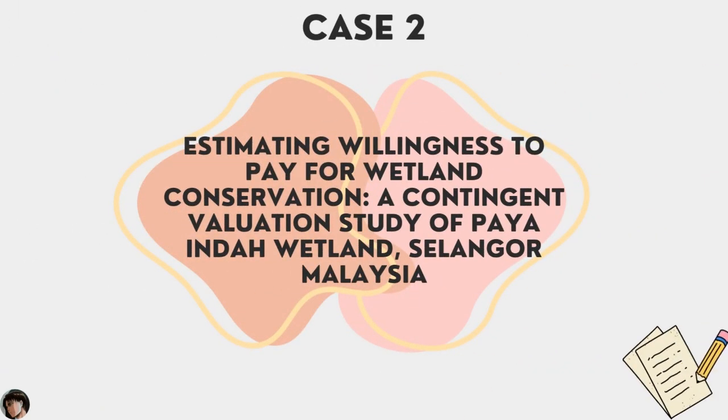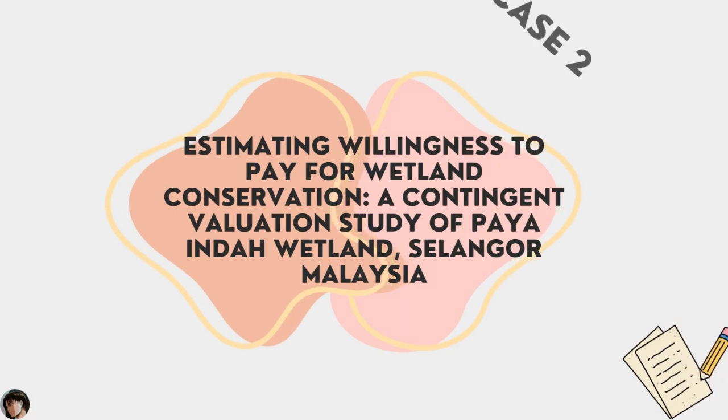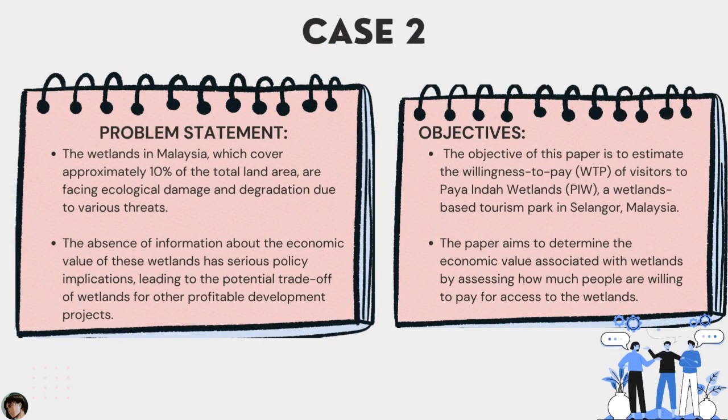Estimating willingness to pay for wetland conservation, a contingent valuation study of Paya Indah Wetland, Selangor, Malaysia. The wetlands in Malaysia, which cover approximately 10% of the total land area, are facing ecological degradation. However, there is limited information on the economic value of these wetlands. The objective of this paper is to estimate the WTP of visitors to Paya Indah Wetlands, a wetlands-based tourism park in Selangor, and determine the economic value of the wetland.